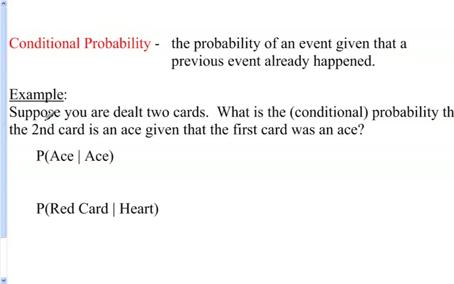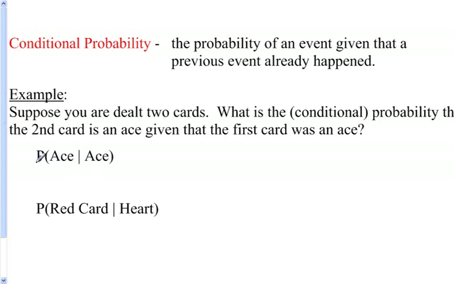So in this case, suppose you're dealt two cards. What's the conditional probability that the second card you get is an ace, given that the first card was an ace? Remember, conditional probability means I already know something else occurred. The way we write that in probability is: the probability that I get an ace given that I already got an ace.